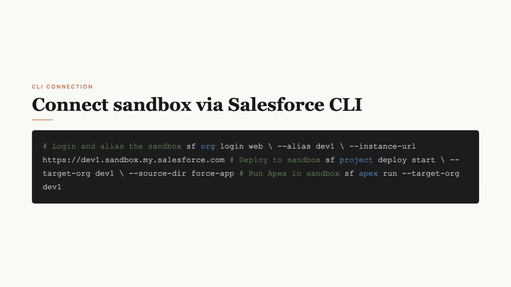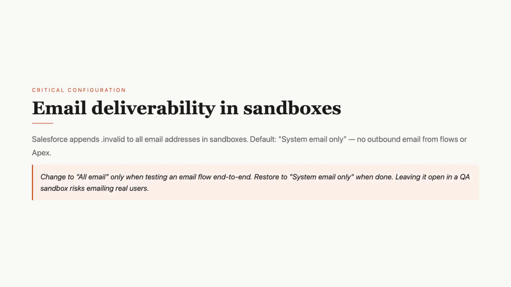Email deliverability is one of the most common sandbox configuration mistakes. Salesforce automatically appends .invalid to all email addresses copied into sandboxes, which prevents outbound email from reaching real inboxes. The default deliverability setting is system email only, meaning Salesforce can send you admin notifications, but your flows and Apex triggers cannot send emails to users. Change this to all email only when you specifically need to test an email delivery workflow end-to-end, and change it back when you're done.